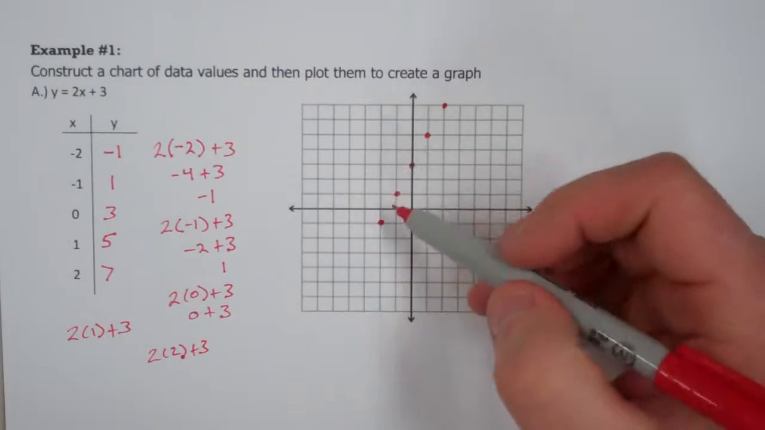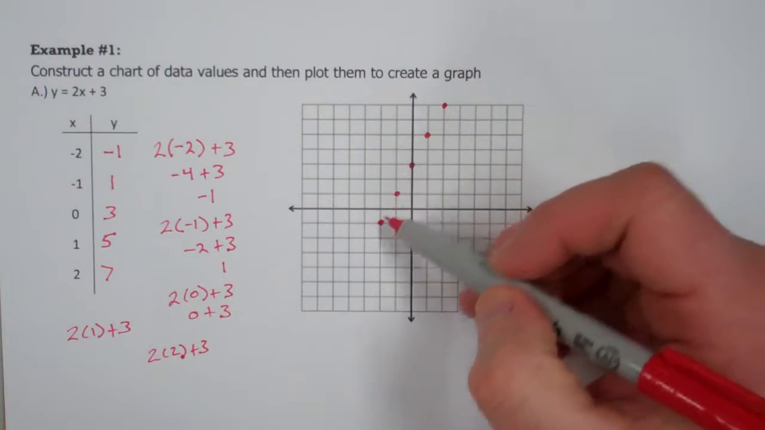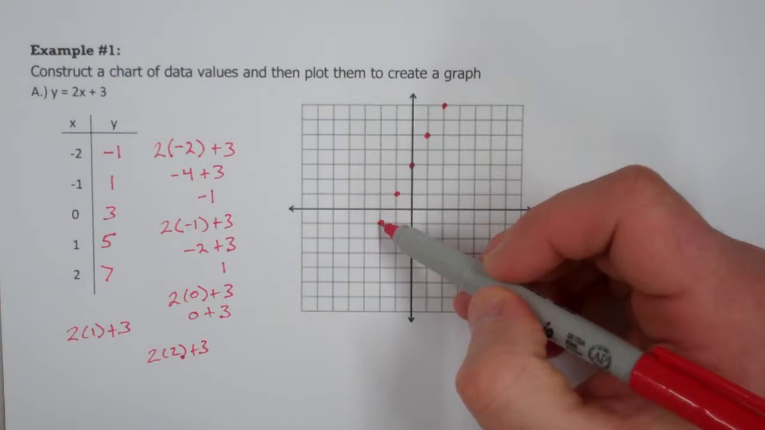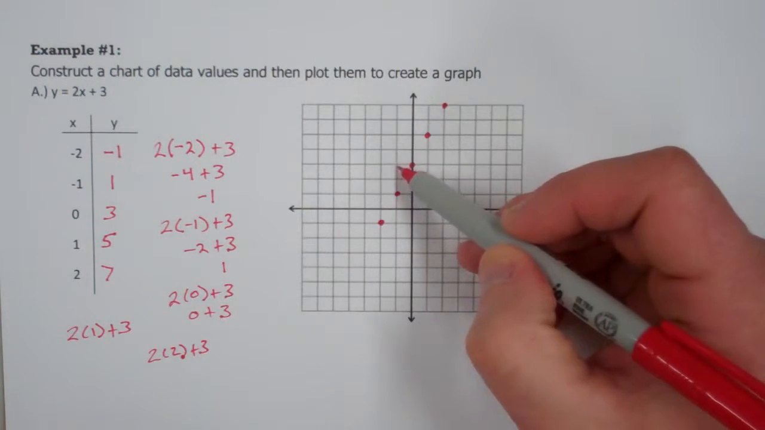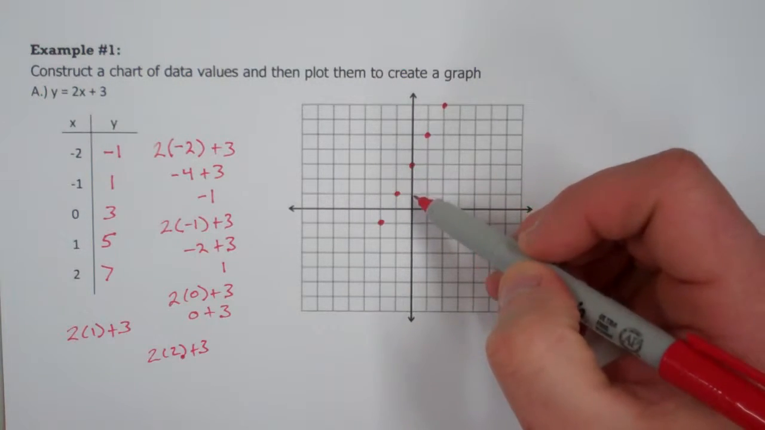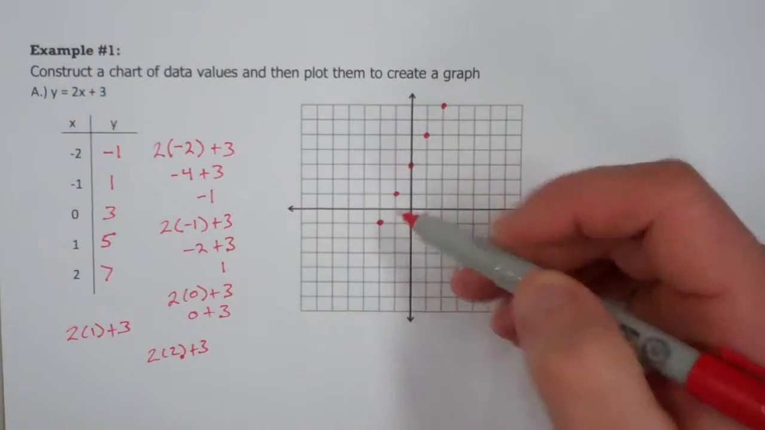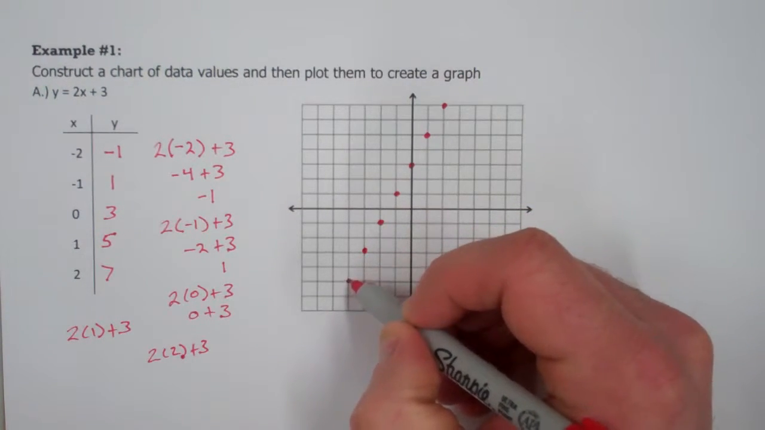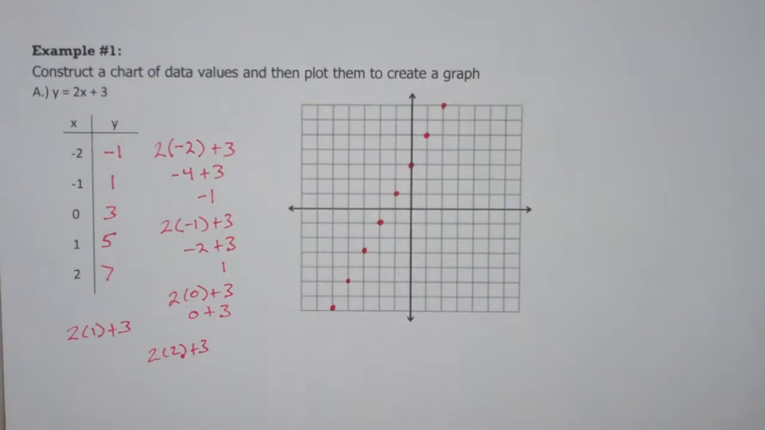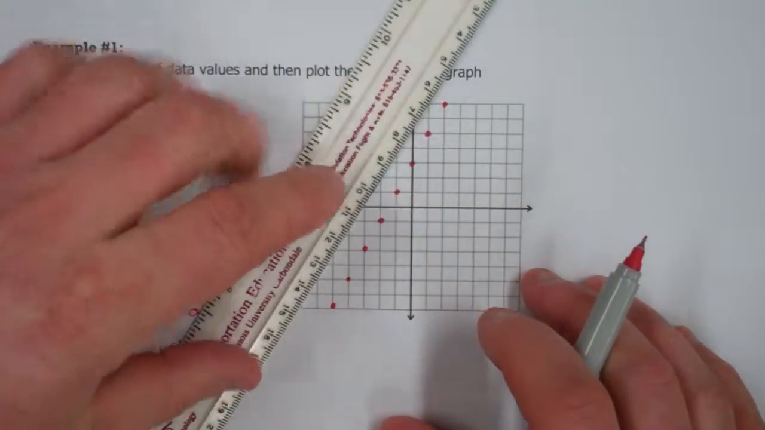Now if we look at the points on the graph here, we can find any point if we know one of them just by going up 2, right 1, up 2, right 1, or down 2, left 1, down 2, left 1. So we can plot some more points here, and that'll just increase the accuracy of our graph. Kind of nice to do.